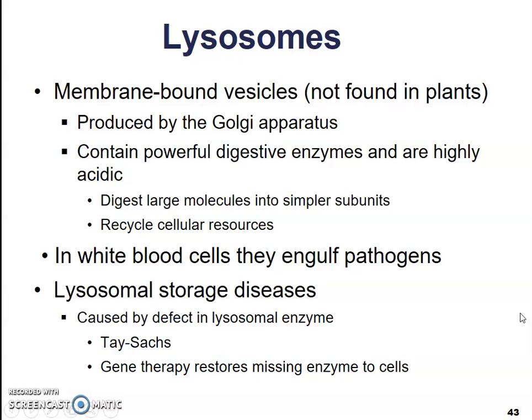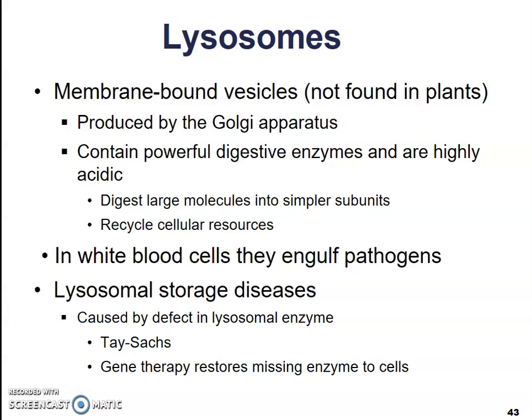Lysosomes, they are membrane-bound vesicles that are not found in plant cells. They are produced by the Golgi apparatus, and they contain powerful digestive enzymes that are super acidic, and they are used to digest large molecules into smaller pieces that can then be used again. In white blood cells, the lysosome engulfs the pathogen, engulfs the bad thing, and basically dissolves it using that acid.